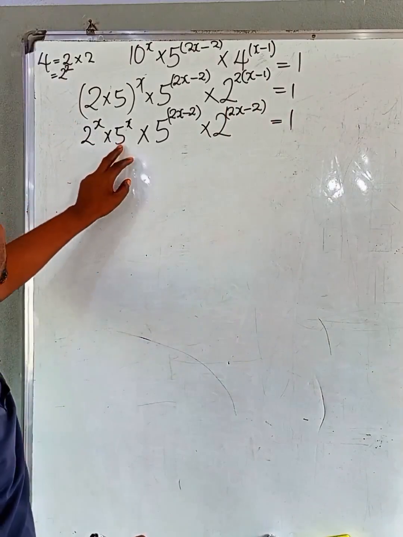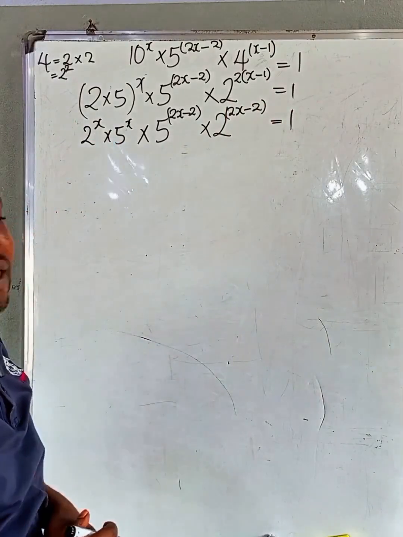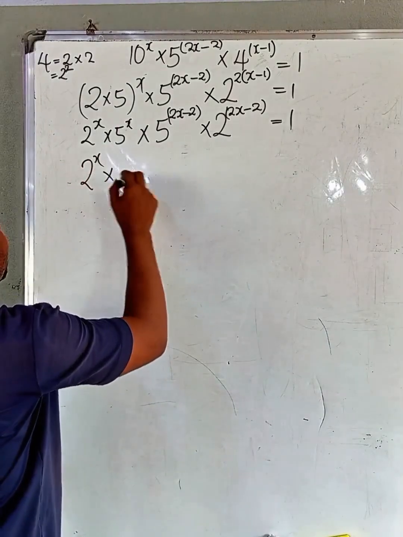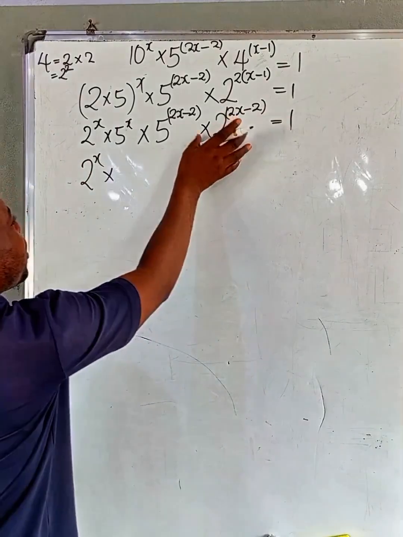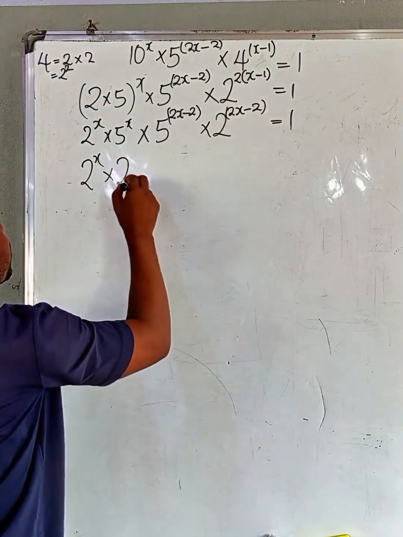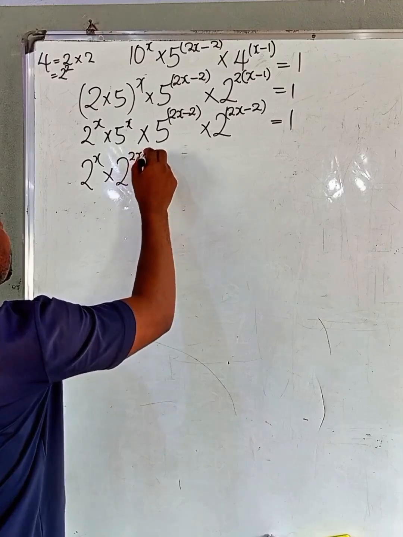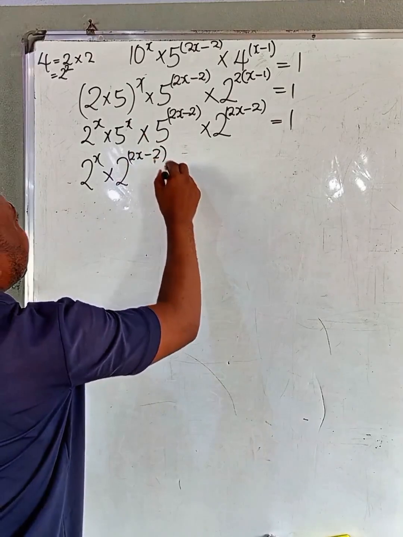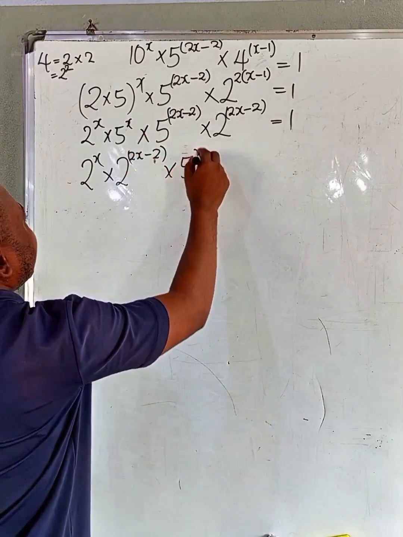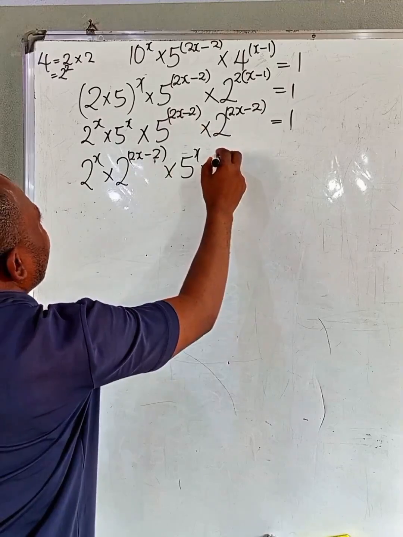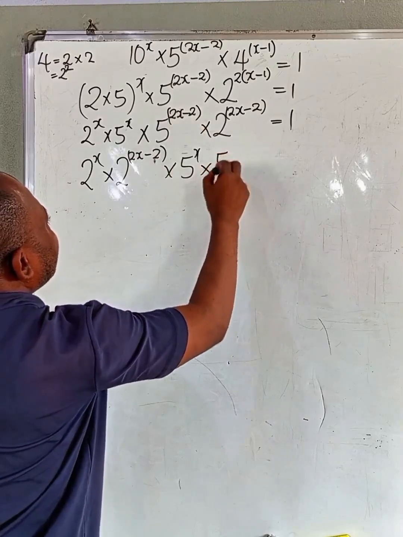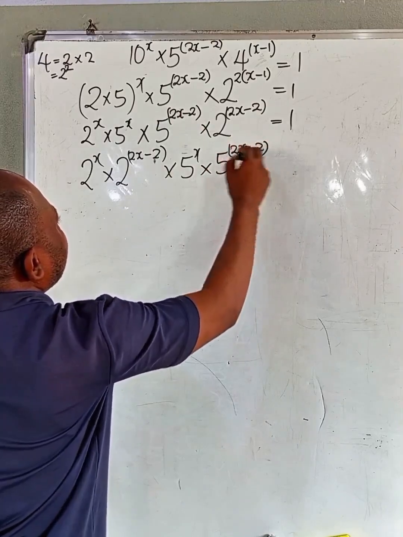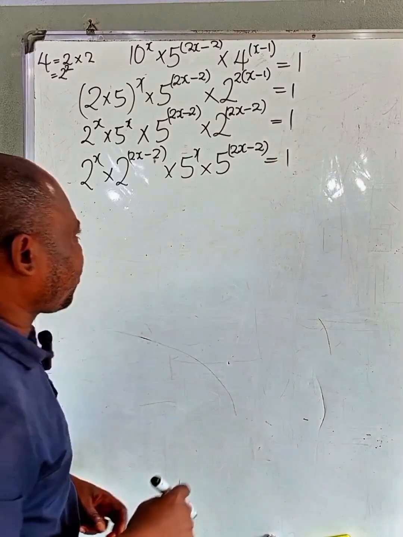At this point we move the like terms to come together. So what we have is 2 raised to the power of x, it's not crossing the equal sign so we're not changing the sign, times 2 raised to the power of 2x minus 2, times 5 raised to the power of x times 5 raised to the power of 2x minus 2, equals 1.